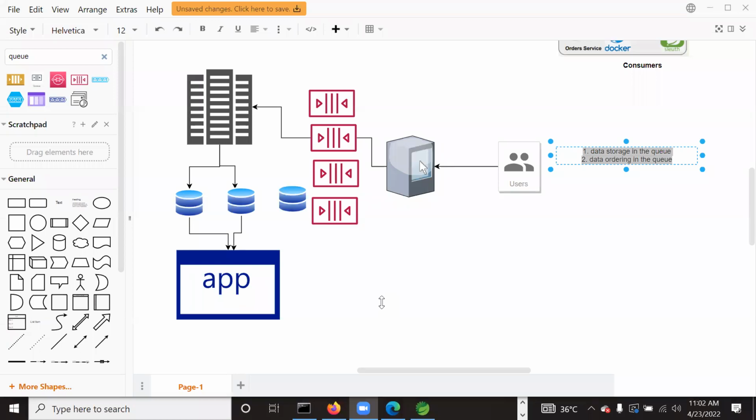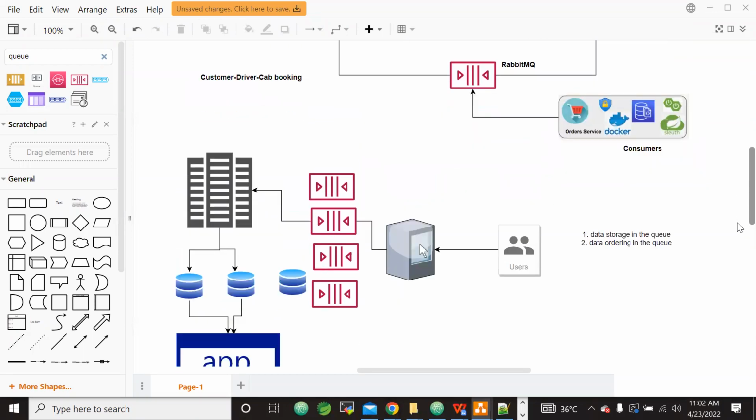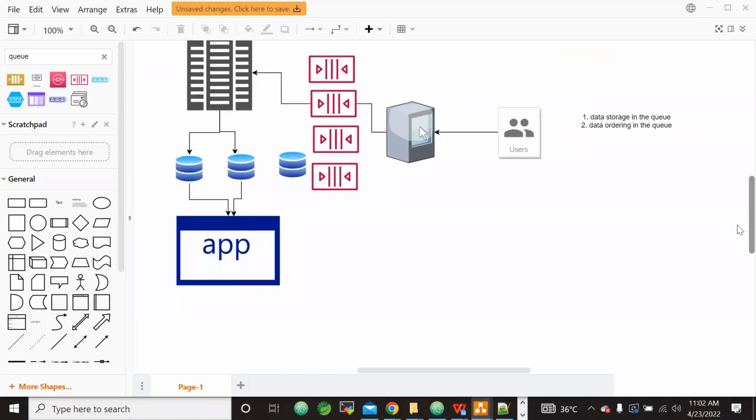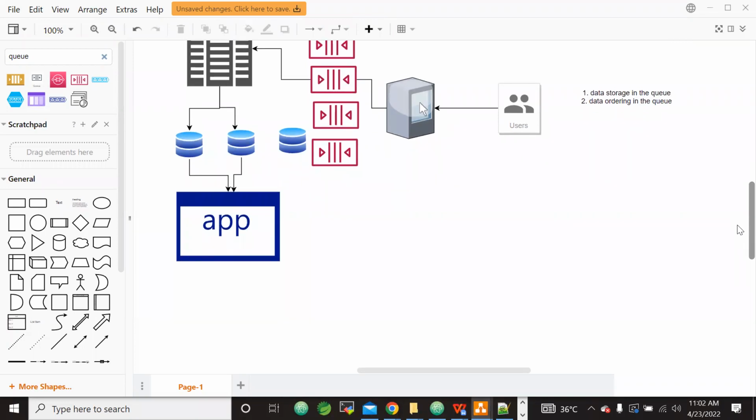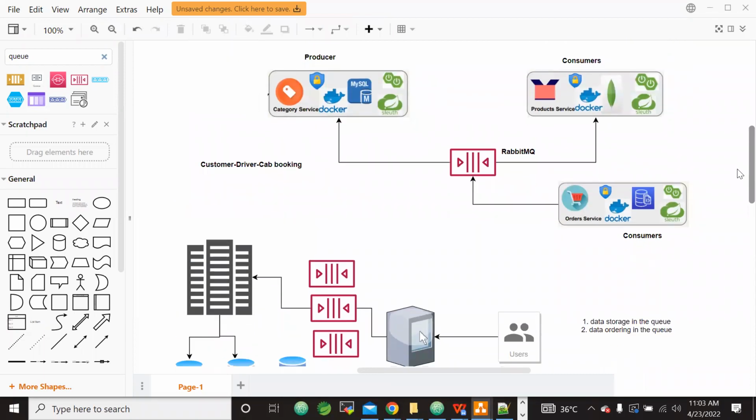Yes, somehow the ordering is missing here, right? So these are the two problems. Of course, there were many problems also. These will be solved using Kafka. So how will Kafka resolve this issue?